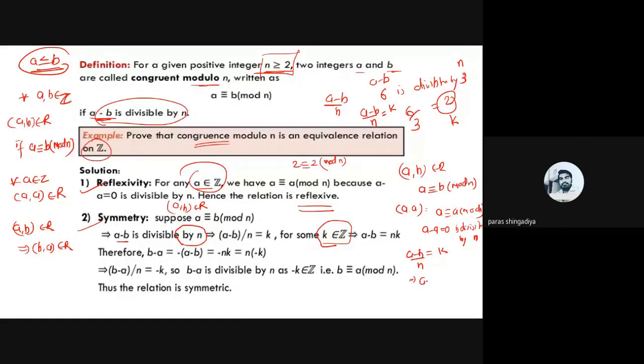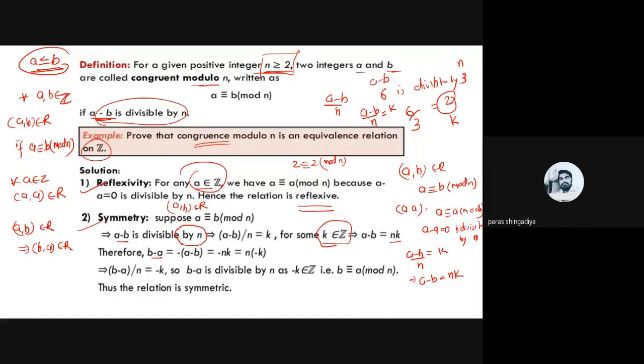So what does it mean? You can write a − b is equal to nk, for some k belongs to Z. Therefore, if we interchange these two, meaning a − b as b − a, what does it mean? That will be written as b − a is equal to the minus of (a − b). Clear? b − a can be defined as minus of (a − b). Just apply minus to this bracket and we get the b − a form. So it will be minus of nk, because a − b is nk. So it will be written as n of minus k. Clear? n of minus k.